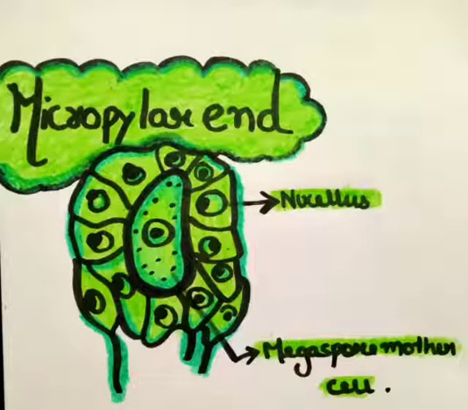It's about megasporogenesis. Within the ovules, a single megaspore mother cell differentiates in the micropylar region of the nucellus. It's a large cell containing dense cytoplasm and a prominent nucleus. The megaspore mother cell is a diploid cell and it undergoes reductional division.